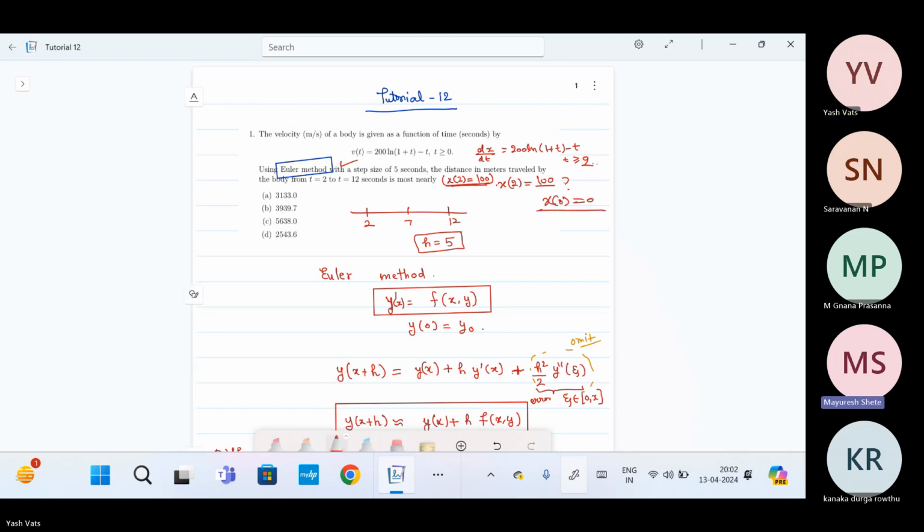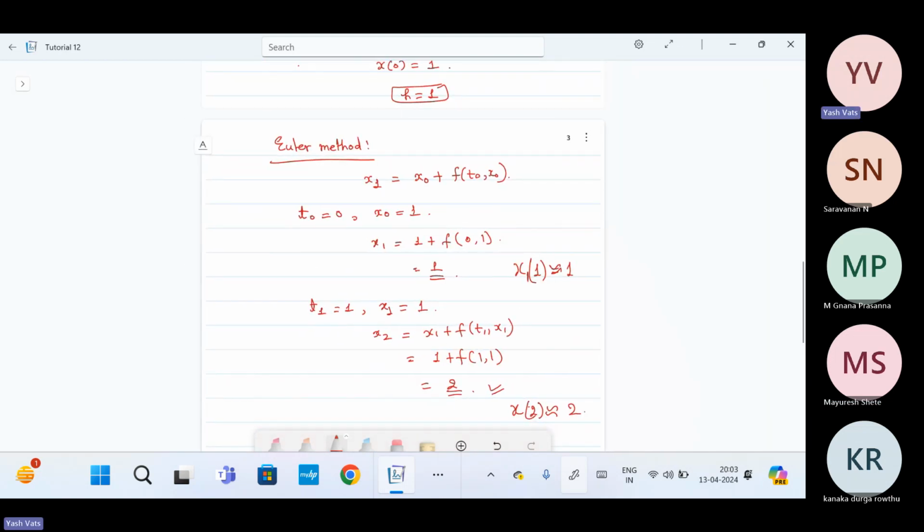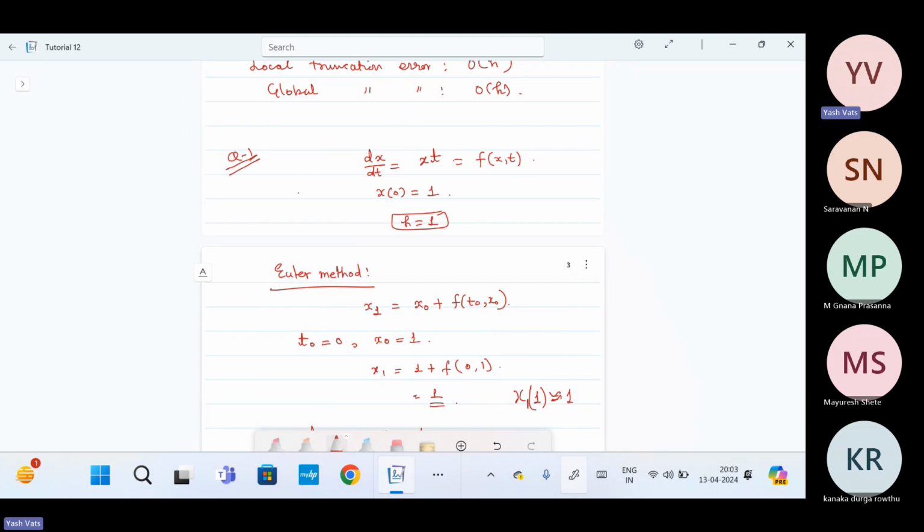So s1 is equal to 0 plus h, that is 5, h is 5, and in brackets 200 into ln of 1 plus t minus t, so t is nothing but 2. With that, s1 and s2, I'm getting 25 something, 2500. Okay, you are trying. That's fine. But you know the implementation anyway? How to implement the forward Euler method? I did the Euler method only.